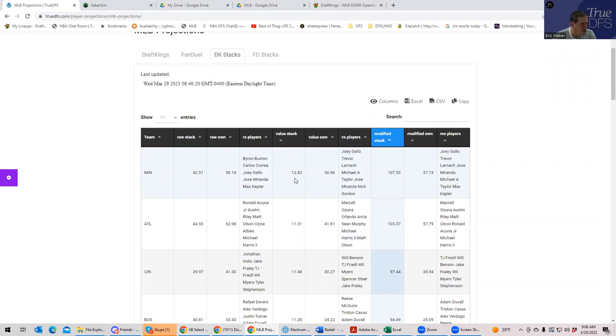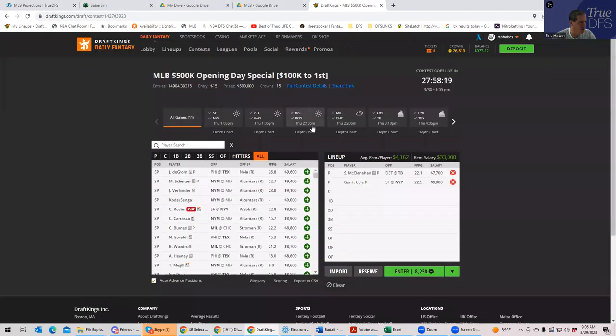Now, one thing you kind of cheat here is, if we can get all five of these guys in, great. But if you can't, what I'd like to do is try to find guys that are in both stacks, like Byron Buxton. He doesn't appear in modified stack probably because he's expensive. But you'll see Joey Gallo is in both, Jose Miranda is in both, and Max Kepler is in both. So those are three really strong plays. But let's just see if we can't get Buxton, Correa, Gallo, Miranda, and Kepler all in. So let's put this in. Let's go to Minnesota.